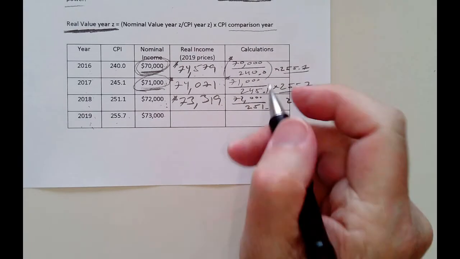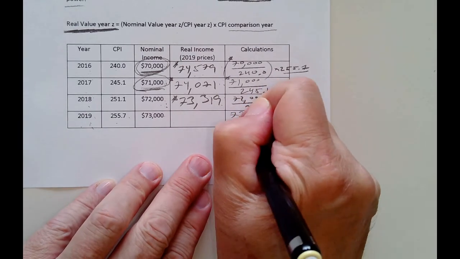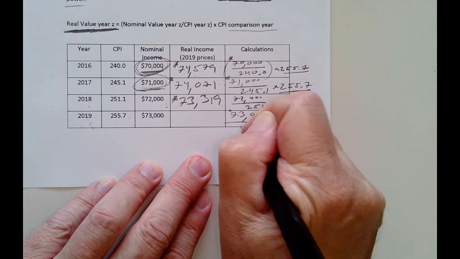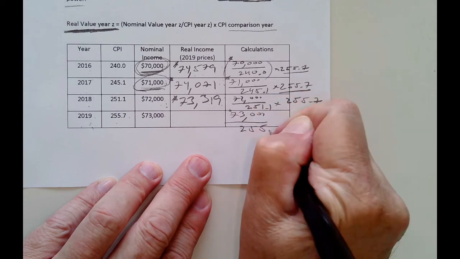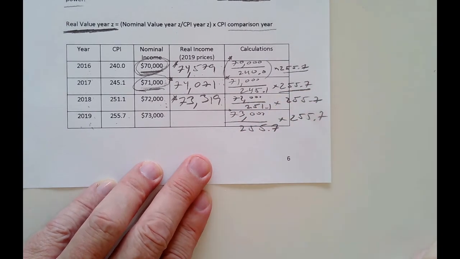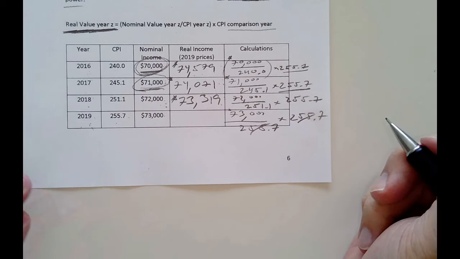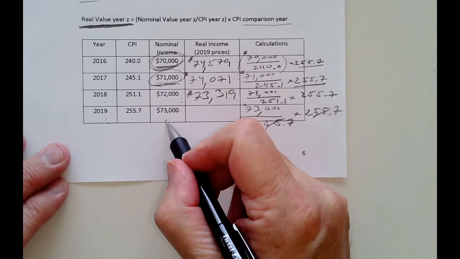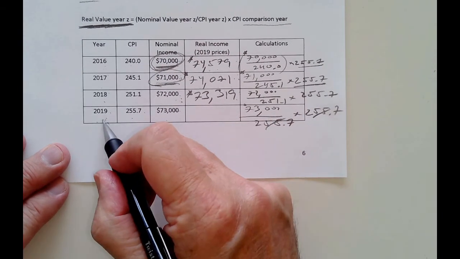And the last takes 73,000 divided by 255.7 times by 255.7. That one's easy, right? We're basing all the prices in 2019. $73,000 in 2019 can buy as much as $73,000 in 2019.